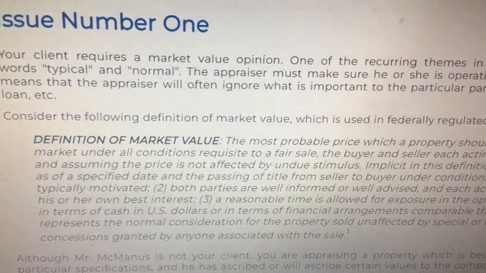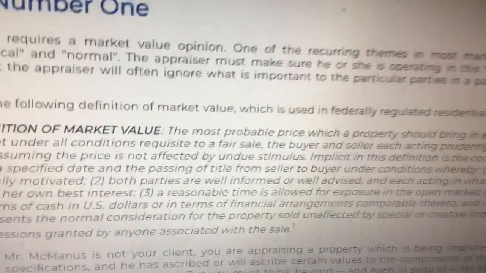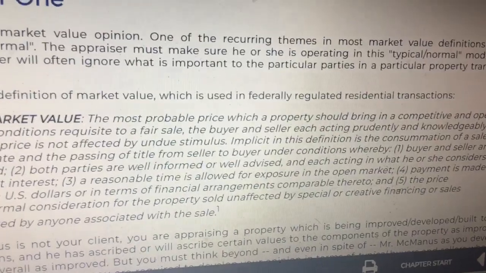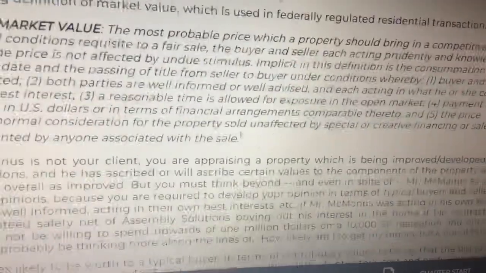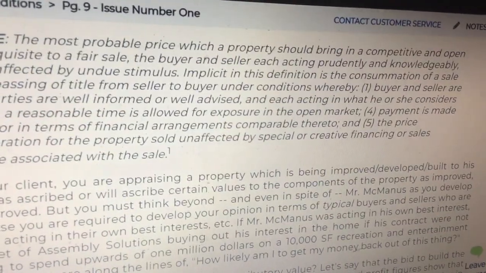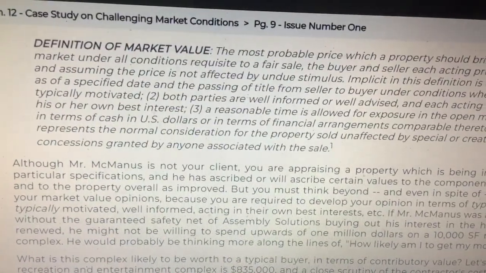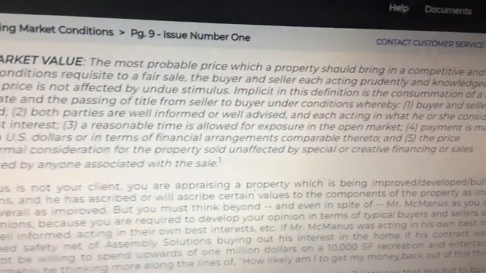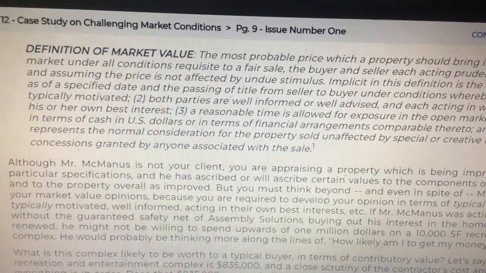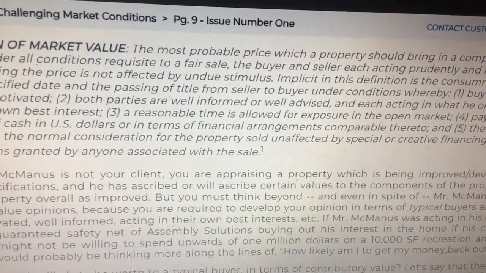Consider the following definition of market value, which is used in federally regulated residential transactions. Definition of market value: the most probable price which a property should bring in a competitive and open market under all conditions requisite to a fair sale, the buyer and seller each acting prudently and knowledgeably, and assuming the price is not affected by undue stimulus.